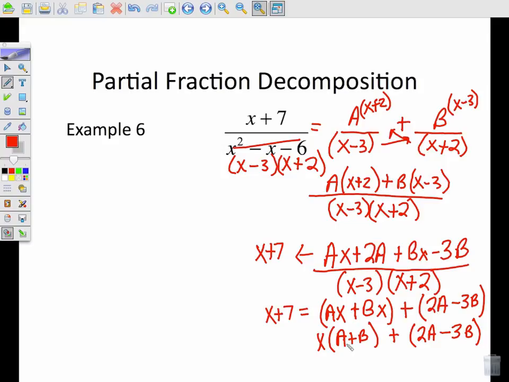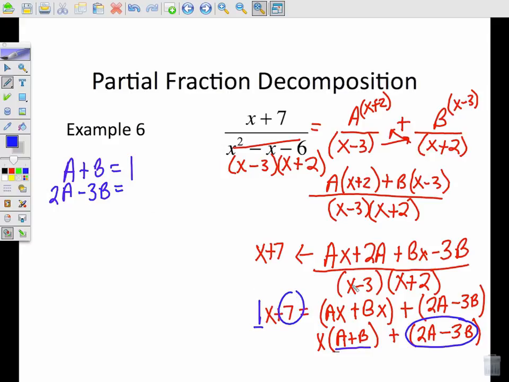Well, if these are going to be equal to each other, then the coefficients must match. So here's the next step in this process. This a plus b has to equal 1, which is the coefficient of my x: 1 times x, 1 times x. So we set a plus b equal to 1. And we set our constant of 2a minus 3b equal to the constant here of 7. So these have to be equal to each other. And now we're going to solve the system for a and b.